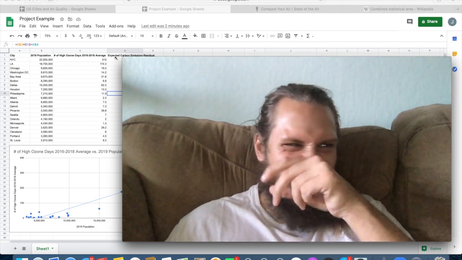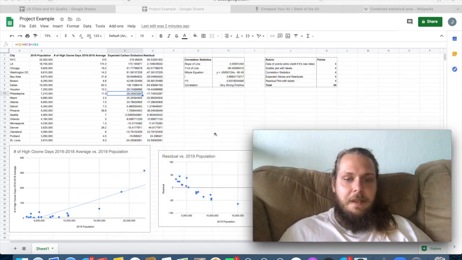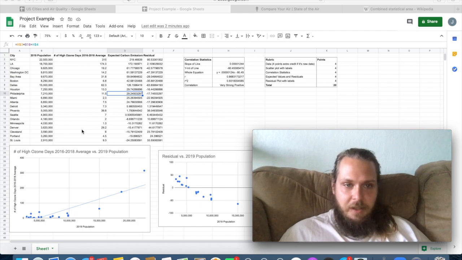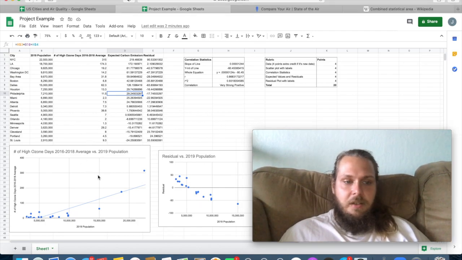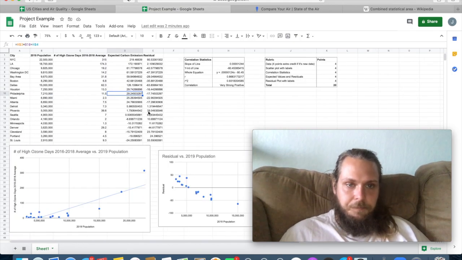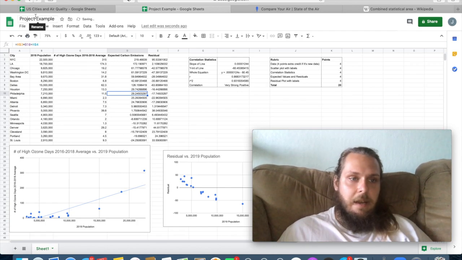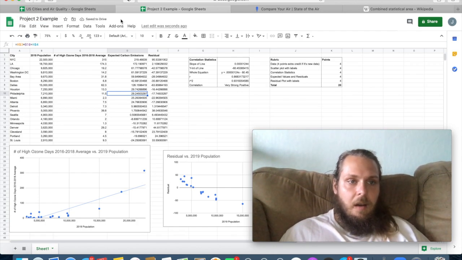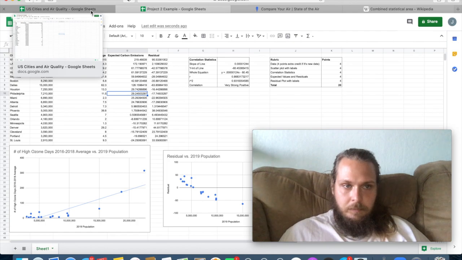Okay, so this is what the project's going to look like, and we're going to build to this. But know that all we're trying to do is create a scatter plot and then also a residual plot. I'm going to send this out. This is project number 2. But let's go from the very beginning.